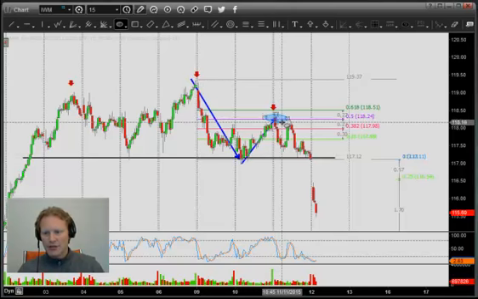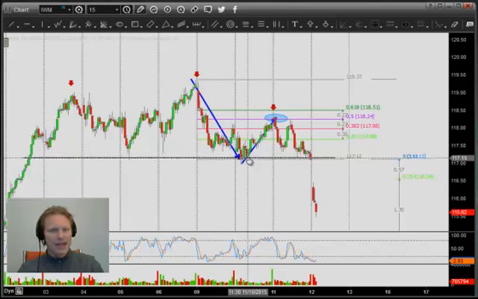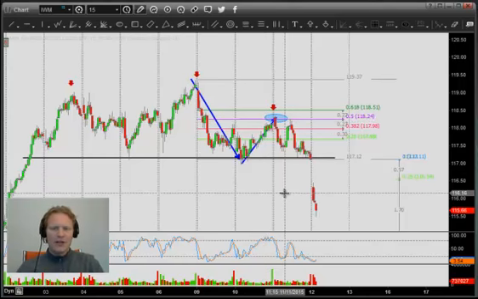So the confluence resistance area was made up of a 61.8% Fibonacci retracement, so a very classical Fibonacci retracement level, a head and shoulders top, and we had this neckline of the formation as a reference to draw the line. And then, of course, the 23.6% Fibonacci extension. So very high probability trade.